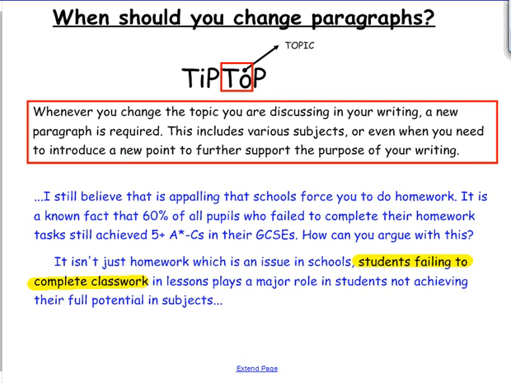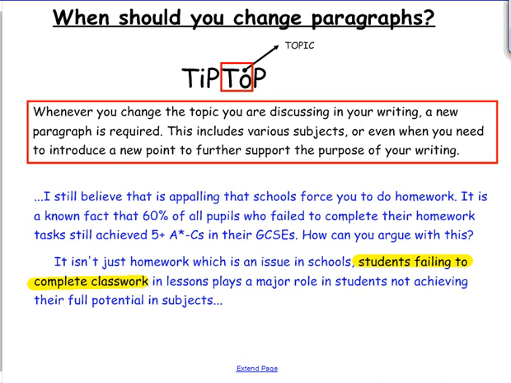I still believe that it is appalling that schools force you to do your homework. It is a known fact that 60% of all pupils who fail to complete their homework tasks still achieve 5 or more A-star to C's in their GCSEs. How can you argue with this? It isn't just homework which is an issue in schools. Students failing to complete classwork in lessons plays a major role in students not achieving their full potential in subjects. In this example, I've used the idea of students failing to complete classwork to back up my idea that it's not just homework that's an issue.